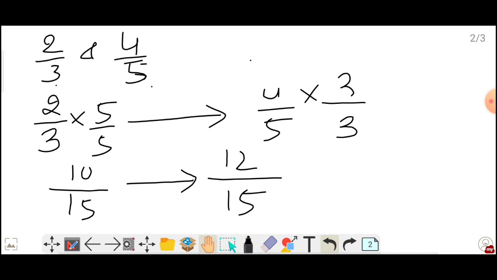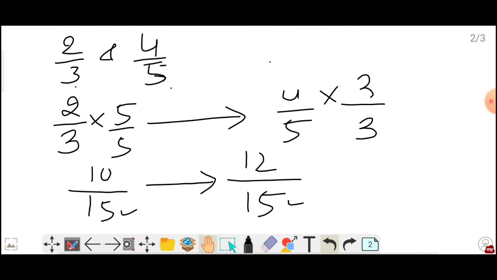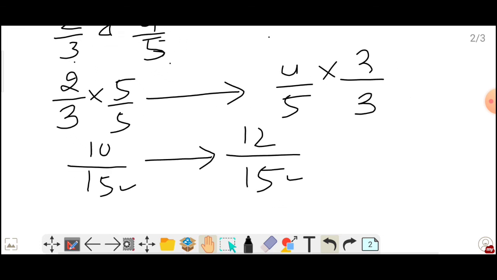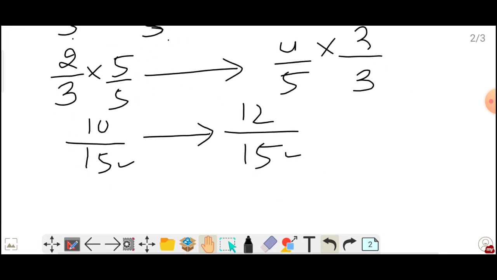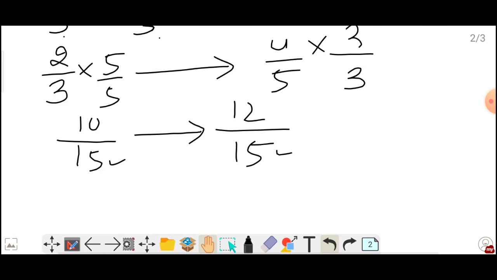By multiplying like that we got the same denominator, that is 15 and 15. How did I get it? I multiplied 3 with 5. I multiplied 5 with 3. Therefore, I got the same denominator value. From 10 to 12, how many numbers can we write? We can write only 11. Only one number we can write. But we need 5 rational numbers between 10 and 12.